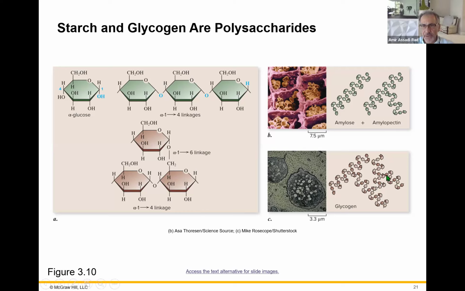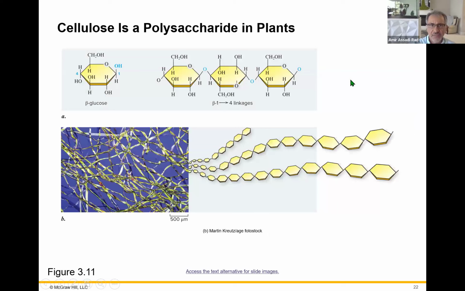And they are showing you the branch one, and of course the straight and branch one. Amylose is the one that is straight. Okay, cellulose is a polysaccharide, but it's a beta linkage. It's not alpha, it's beta.